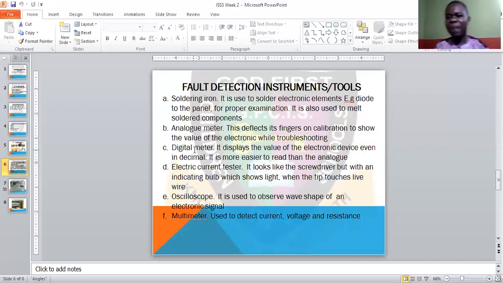Then we have the multimeter. We also have the ammeter and the voltmeter. The ammeter is used to test for current. The voltmeter is used to test for voltage, to know how the voltage is. But the multimeter does the work of both the ammeter and the voltmeter, and so many others. Let us look at some of these tools or instruments we are talking about.